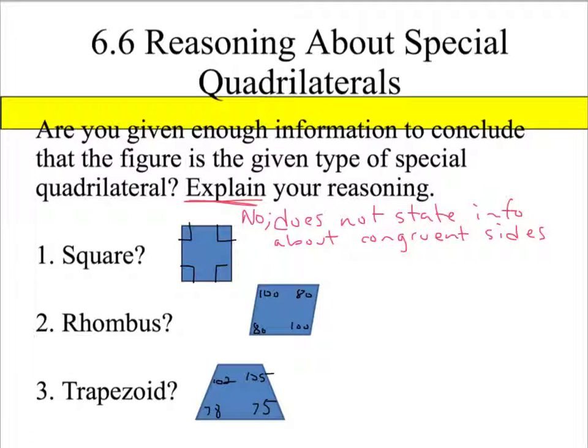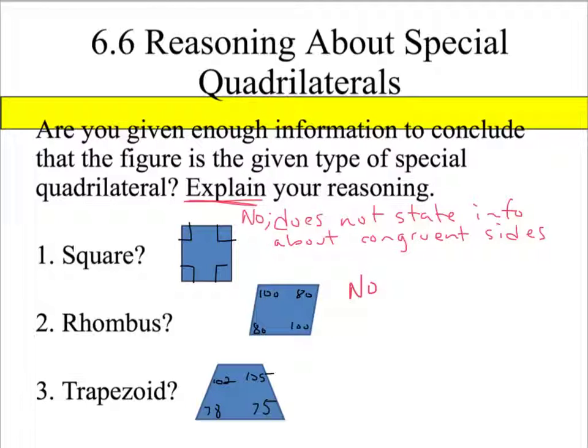This means that we know it is definitely a rectangle, but we do not know if it is a square. A rectangle has all 4 right angles, or all 4 90-degree angles. However, that doesn't give us any information about the 4 congruent sides. So is number 1 a square? No, it's not. We don't have enough information. Number 2, is that a rhombus? The answer, again, is no.